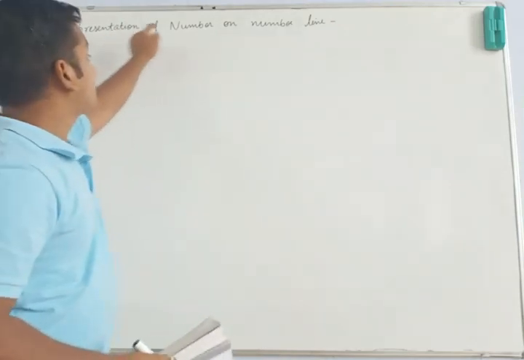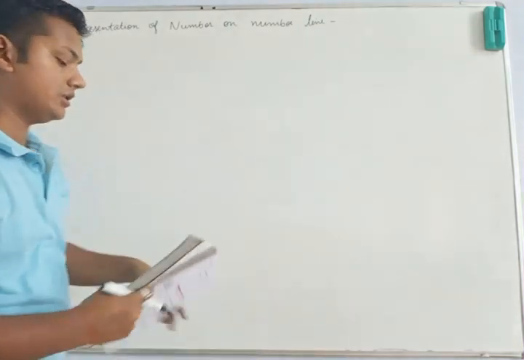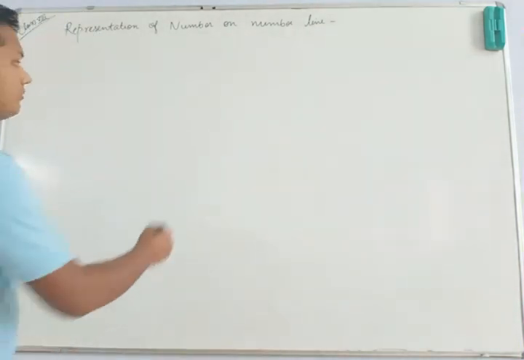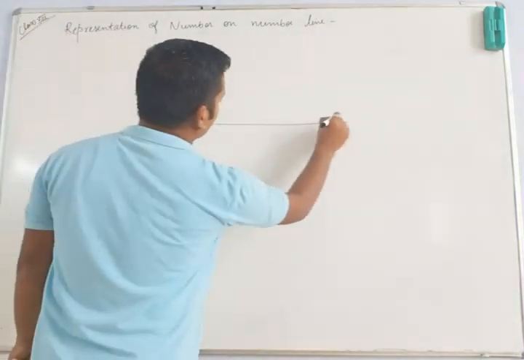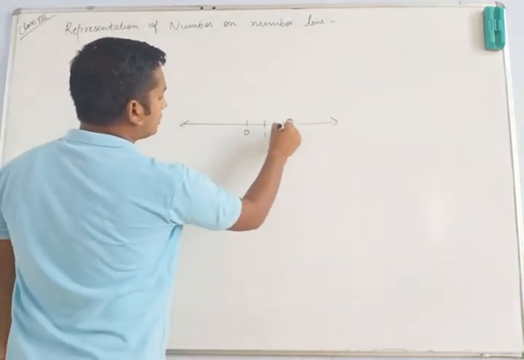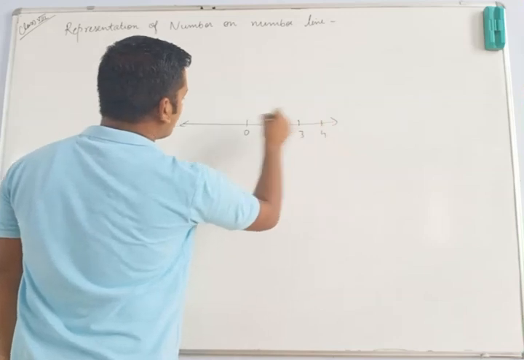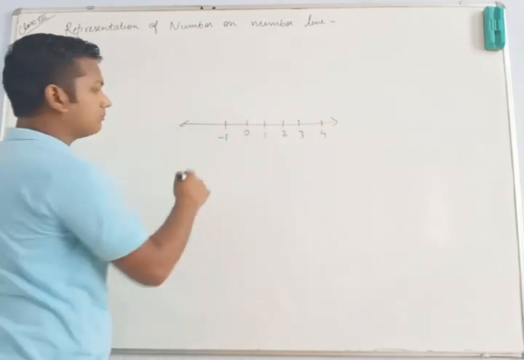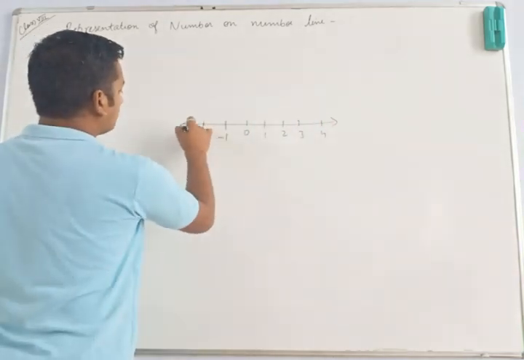It is about a representation of number on number line. What does that mean? All of us have studied about the number line. In a number line, we have 0, 1, 2, 3, 4, and so on. And on the left-hand side we have the minus numbers, so minus 2, minus 3.